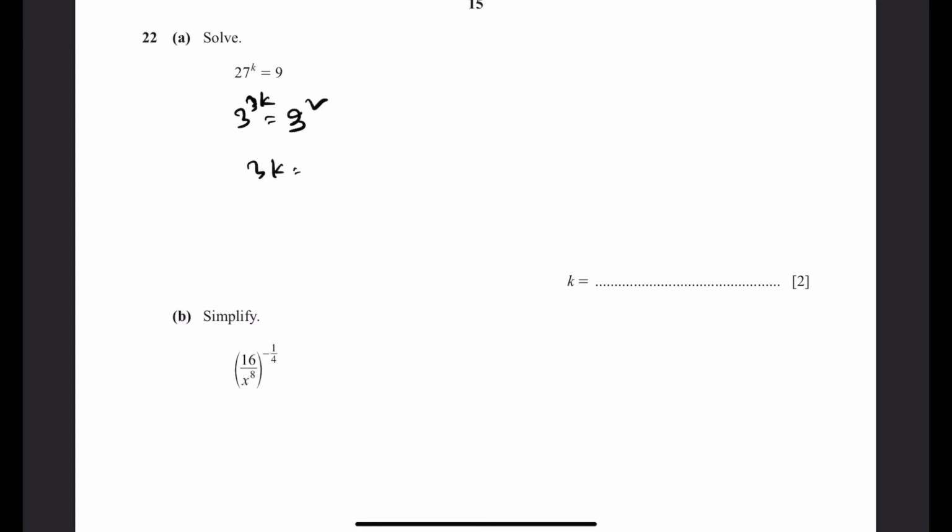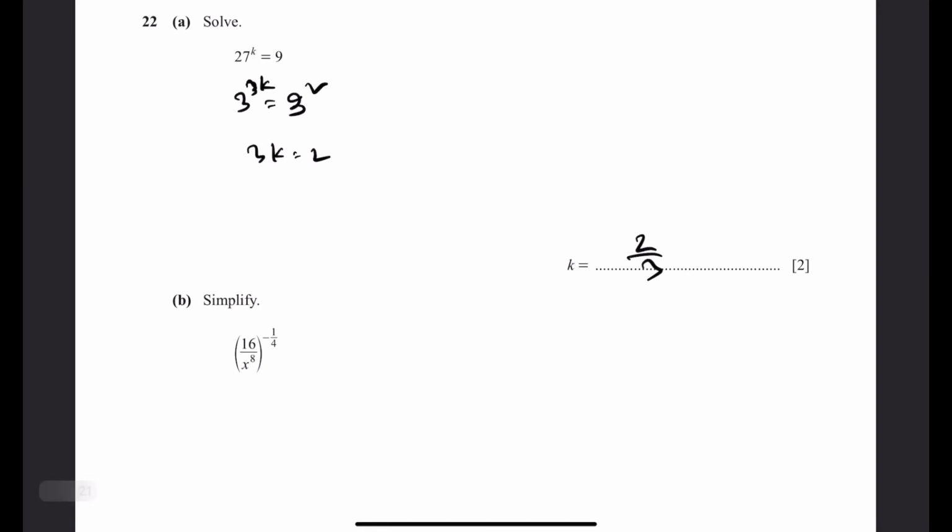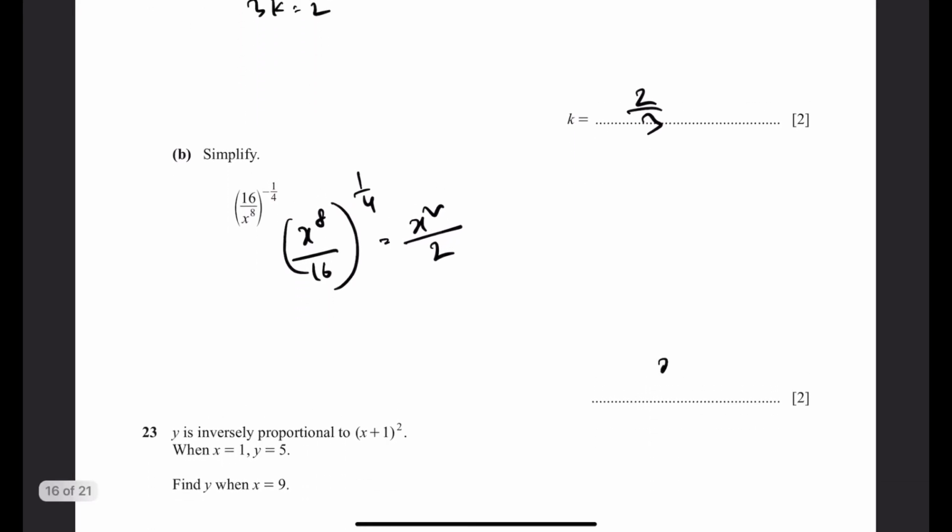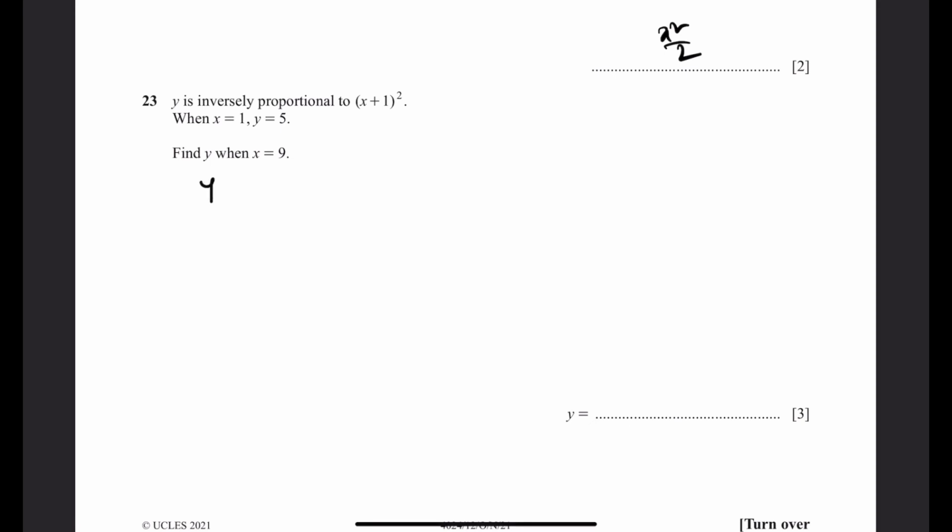So 3k equals 2. So k equals 2 by 3. First of all, we can change this. 16 change, there is a minus sign. And then if 8 and 1 are multiplied, it will be x square. And 4th root of 16 is 2. So this answer will be x square y. Since y is inversely proportional, 1 by.